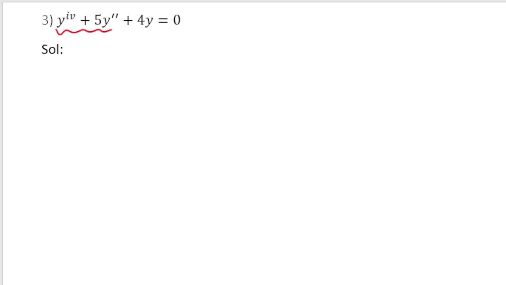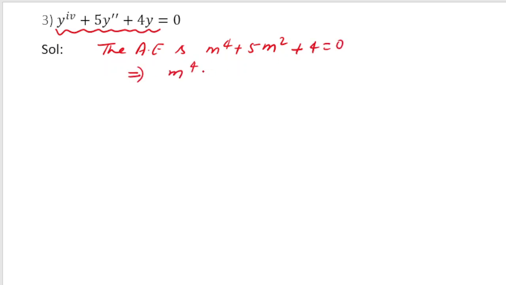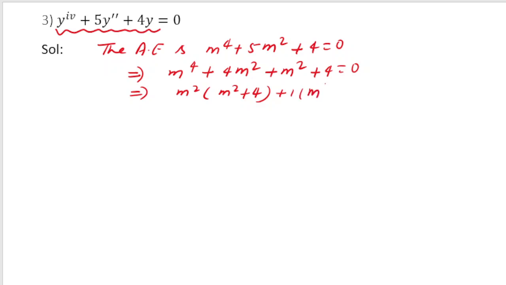The differential equation here is of order 4. So what is the auxiliary equation? The auxiliary equation is m^4 plus 5m^2 plus 4 is equal to 0. How to factorize this? You are all very smart now. So m^4 plus 4m^2 plus m^2 plus 4 is equal to 0. So m^2 can be taken common. I can write m^2 plus 4, and I can take 1 common, and write m^2 plus 4.